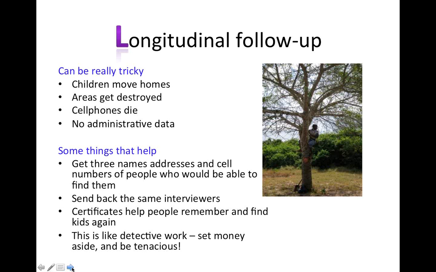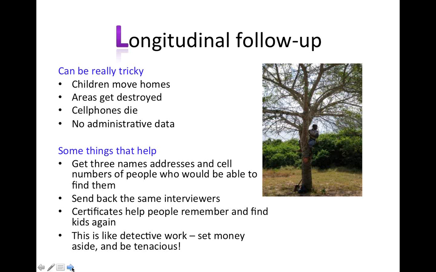If you make the certificates really beautiful, they'll keep them and they'll hang them up in their house. And then when you go back to their community, even if they've moved, then people will come up and say, oh, I've seen a kid with that certificate, and they'll take you to the house. Sometimes it's a different child who's still in your sample.